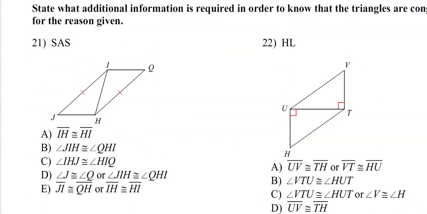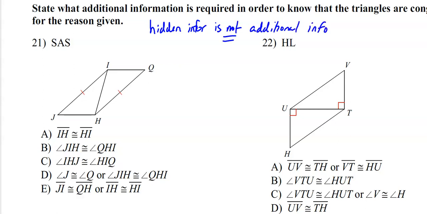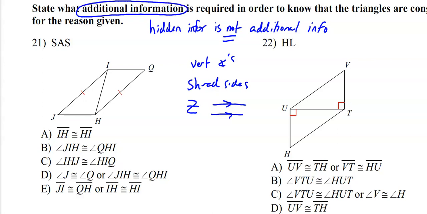Next, state what additional info is required in order to know that we have congruence. Your hidden info is not additional information needed. I don't need to get that from anybody. That's stuff that's proven. I know that I have it. So never choose things like vertical angles or shared sides, or the Z if you're talking about parallel lines. That stuff is all yours. You don't need somebody to give you that. So when I say state what additional, that means something that we don't have already.